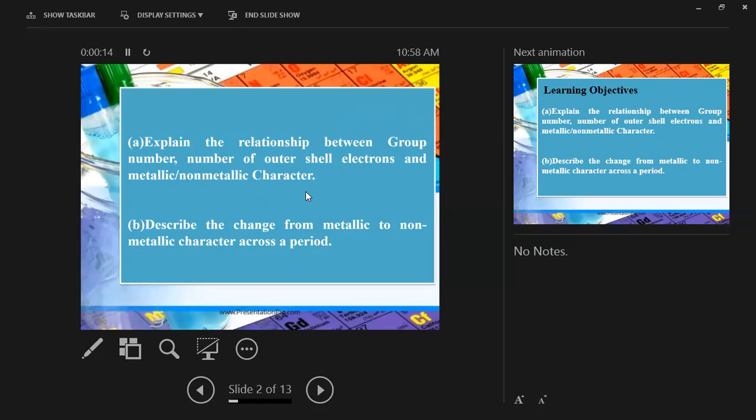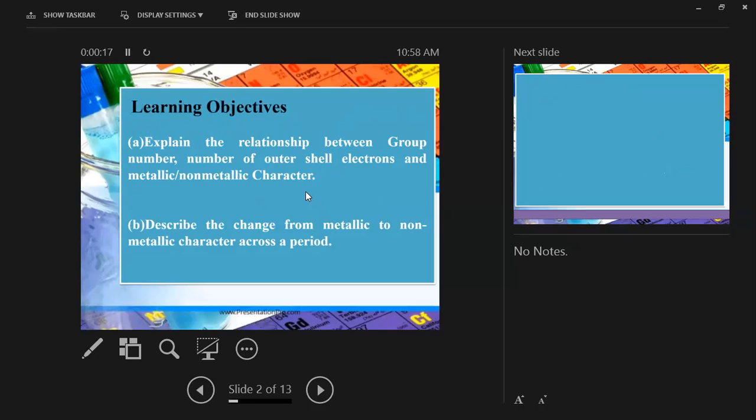Okay, this one, what is written there? Explain the relationship between groups, numbers of outer shell electrons, metallic and non-metallic characters. Then second, describe the change from metallic to non-metallic character across a period. So first, explain the relationship between group number. Group number means the number of outer shell electrons. What do you mean by group number, please? Number of protons, okay, or atomic number.